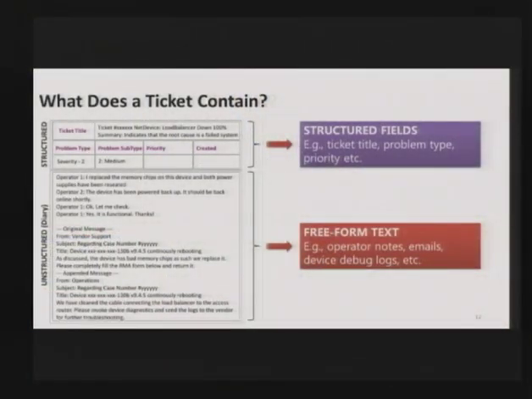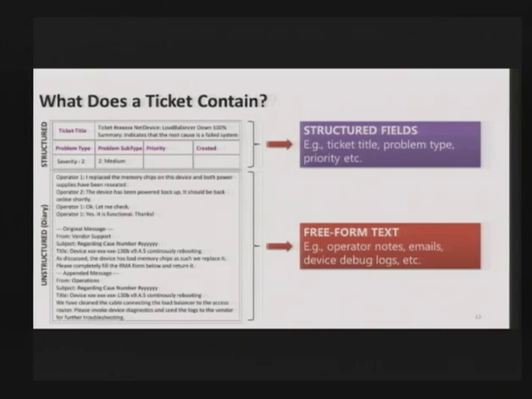So trouble tickets comprise two parts. First, structured fields, and second, free-form text. Look at this example. The top part of the slide is showing you structured fields, like ticket title, problem type, problem subtype, and so on and so forth. These structured fields are either automatically populated by a system that has rules defined inside it, or the operator will start populating them whenever he observes a problem. The other part is free-form text, which contains a variety of elements, such as email exchanges between operators, IM conversations, device debug logs, and so on and so forth.